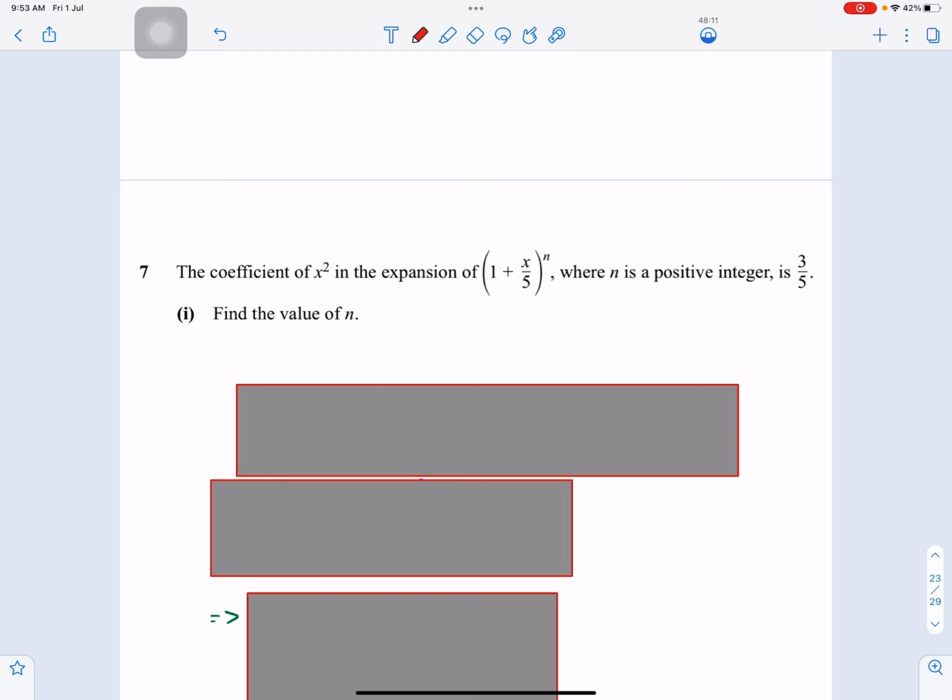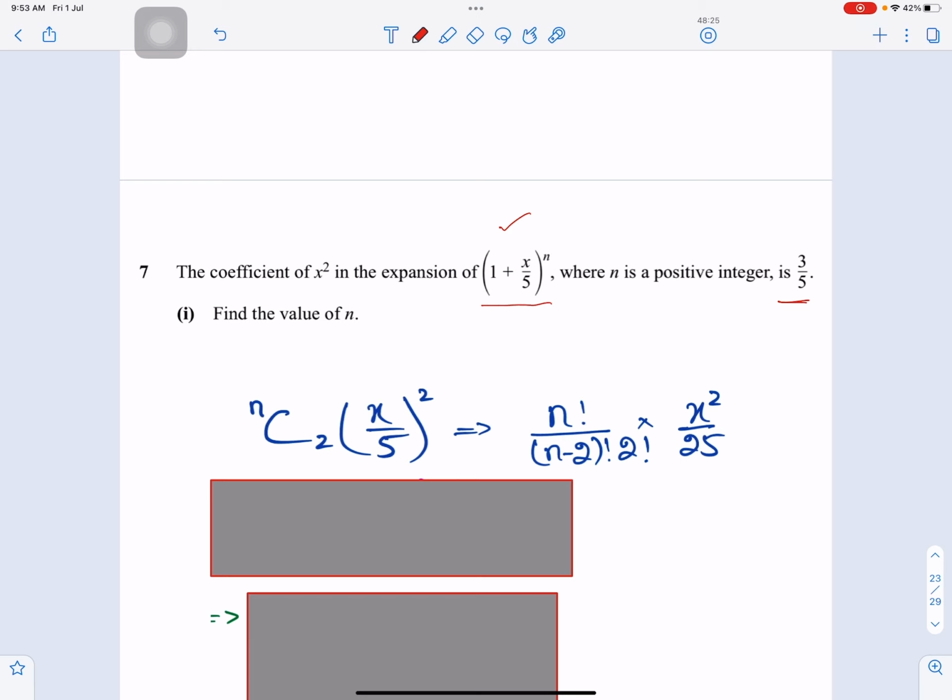The coefficient of x squared in this expansion is given to you as 3 upon 5. And you have to expand this. You have to pick up the term of x squared and you have to put it equal to 3 upon 5, right?